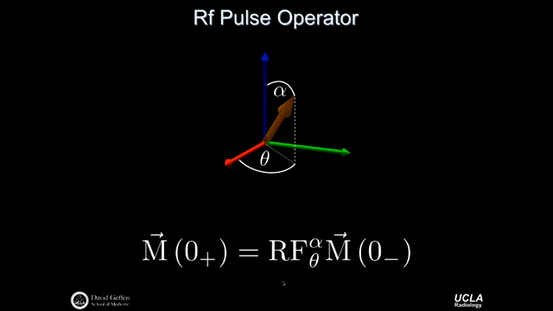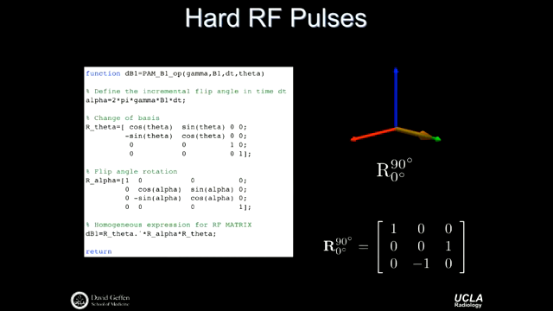The idea is that we now have an RF operator, right? We have a matrix expression for how the RF pulse, given a phase and a flip angle, acts on our magnetization just before some event, if you will, and produces a new state of the bulk magnetization. This RF operator just tips the magnetization over by 90 degrees in a particular direction, or 8 degrees in this other direction.